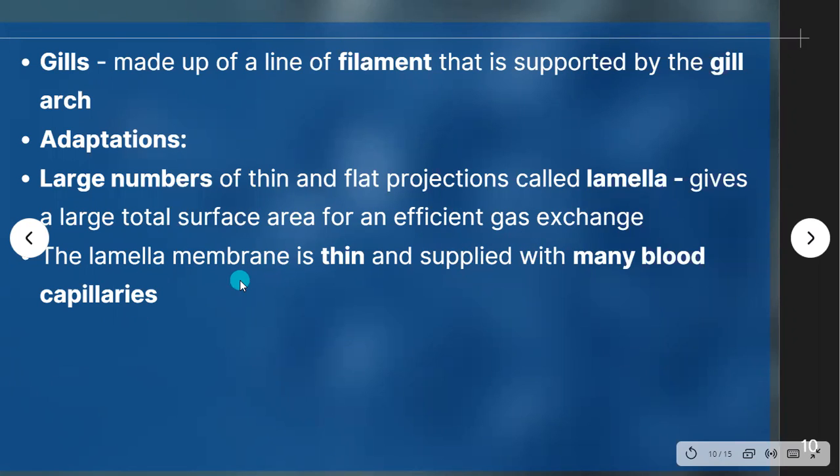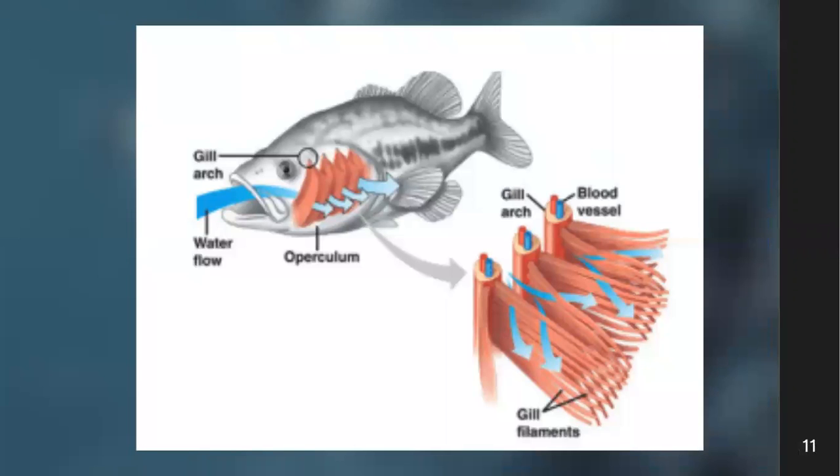The lamellar membrane is also very thin and full of blood supply that allows diffusion of the gases. As you can see, this is a fish and the gills are positioned here. When water flows in, it goes through all these gill filaments, and gaseous exchange occurs here. This is the gill arch that supports the gills. You can see we have lots of blood vessels here, always ready to help in the exchange of the gases.